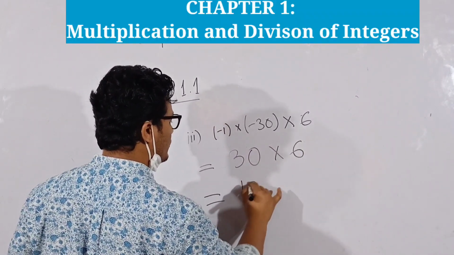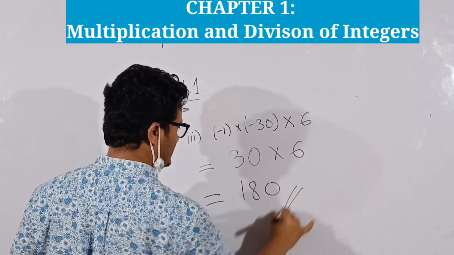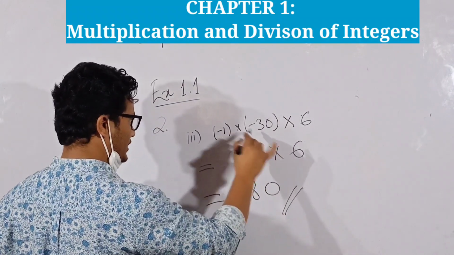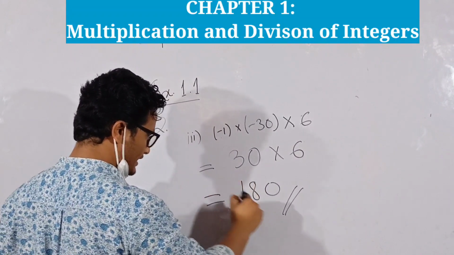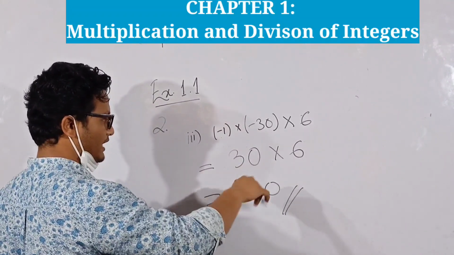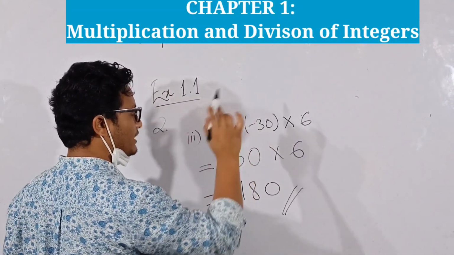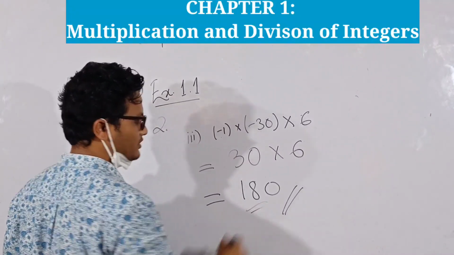6 3 is 18, 180. Here you can see the number of negatives was 2. That means even. That is why the answer is also positive. The answer is, when the number of negatives is even, the answer is positive.